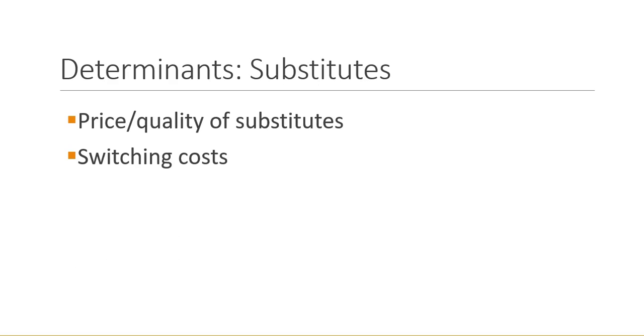The determinants for substitutes. Here we have a short list. First, price and quality of substitutes. What is the possibility of a product replacing ours? Well, the pricing and the quality of those other options determines how great of a threat the substitute is. If the pricing is low and or the quality is high, then that threat is higher. The higher the pricing, the lower the quality, on the other hand, means that that threat is lower.